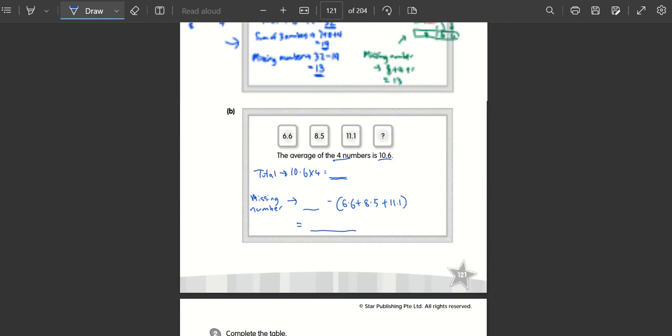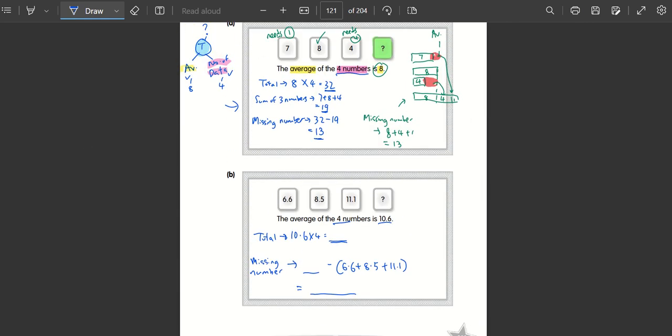Okay, but if you are satisfied with that method of finding total first, subtracting the sum of the rest of the numbers, that's fine too. Okay, so my advice to you, do what you're confident with, work through step by step.